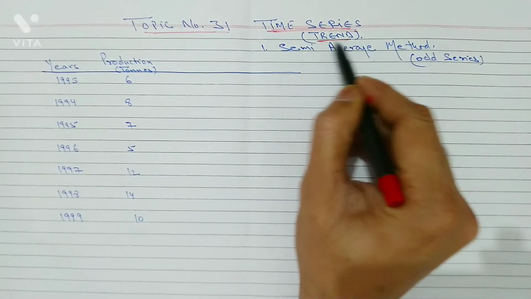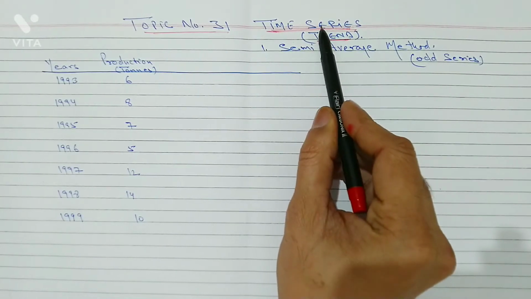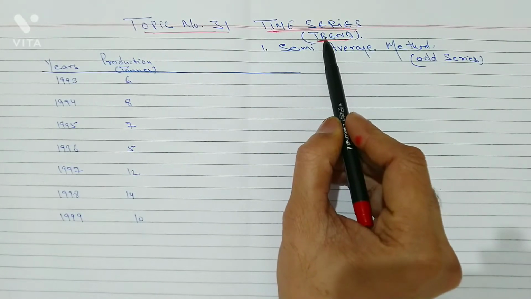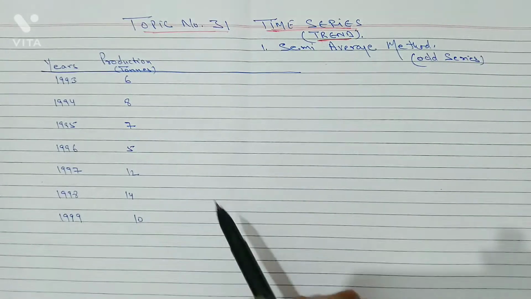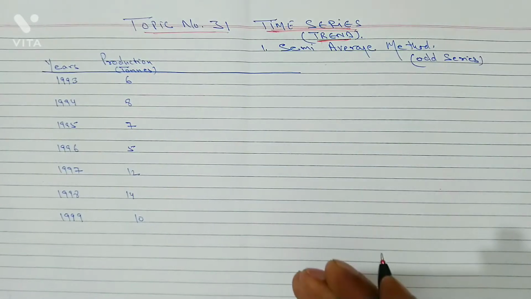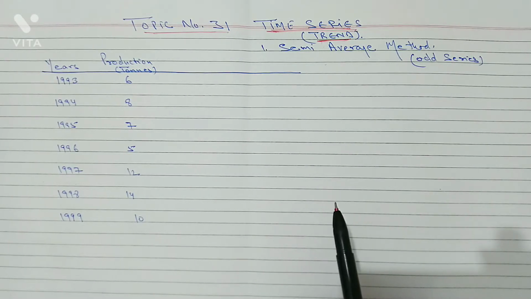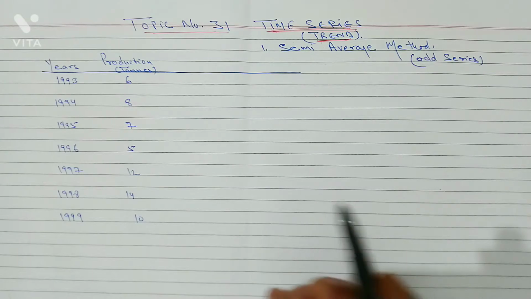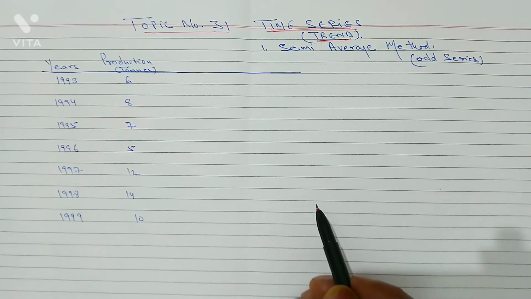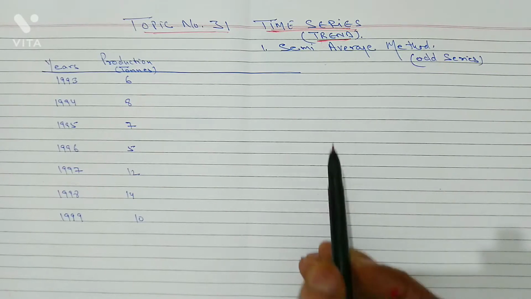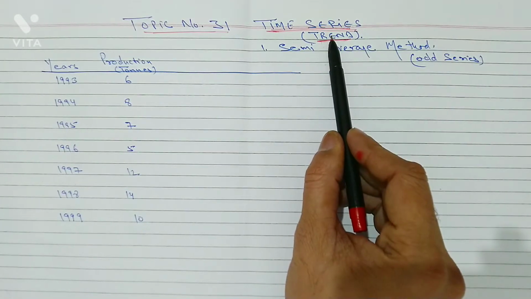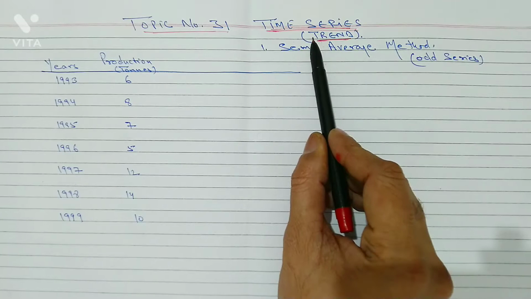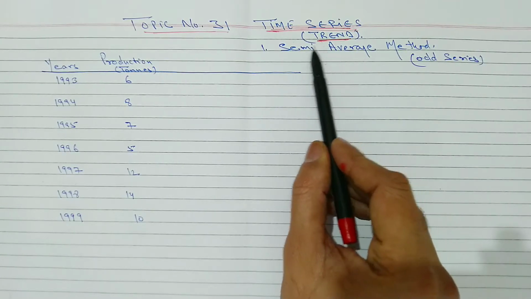Now what is trend? Trend is a component of time series that represents variation of low frequency, unlike high and medium frequency fluctuations. Clear? Trend is a component of time series which represents variations in frequencies.